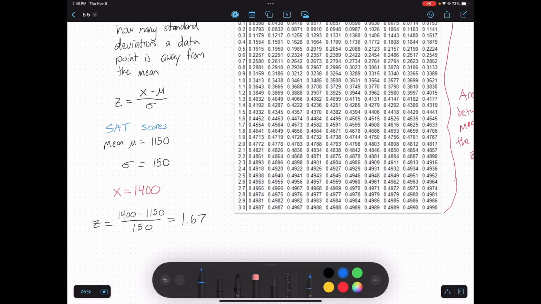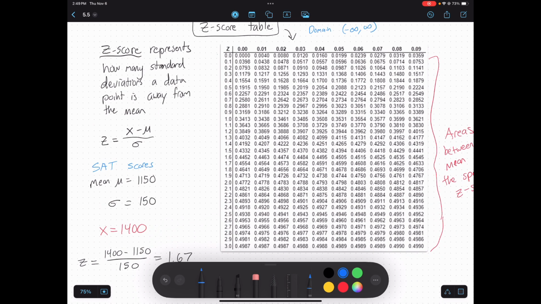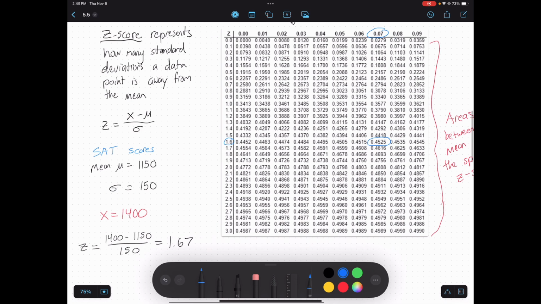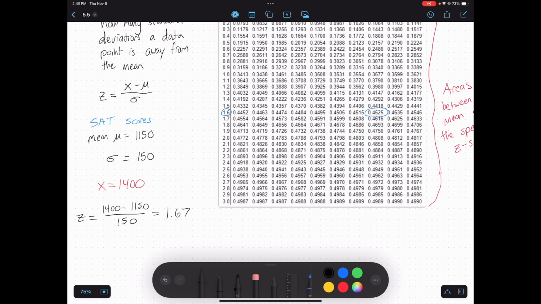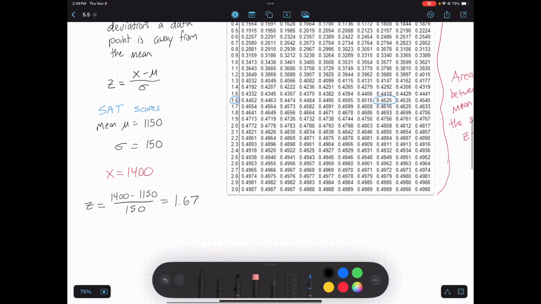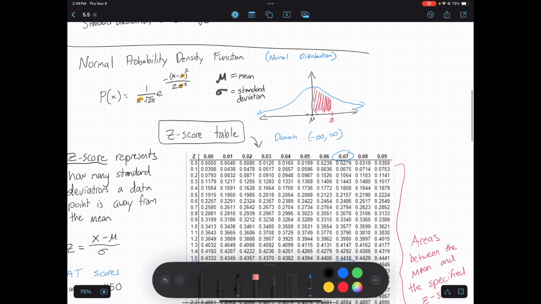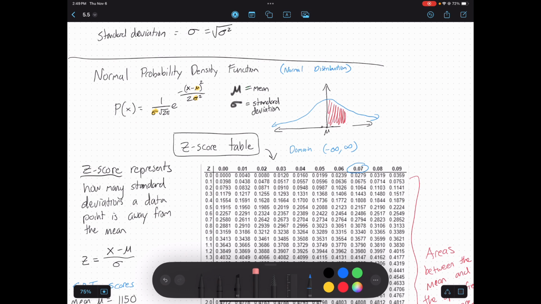So now I can look at the z-score table, and the left side of the z-score table is your ones place and your tenths place, so I'm going to go to 1.6. And then the top of my z-score table is the hundredths place, so I'll go to 1.67 and find where those two things meet, and I get 0.4525. Once again, this represents an area. It's an area between the mean and the specified z-value. So if I look at that graphically, that means that if I have this z-score of 1.67, then the area between the mean and that z-score is 0.4525.